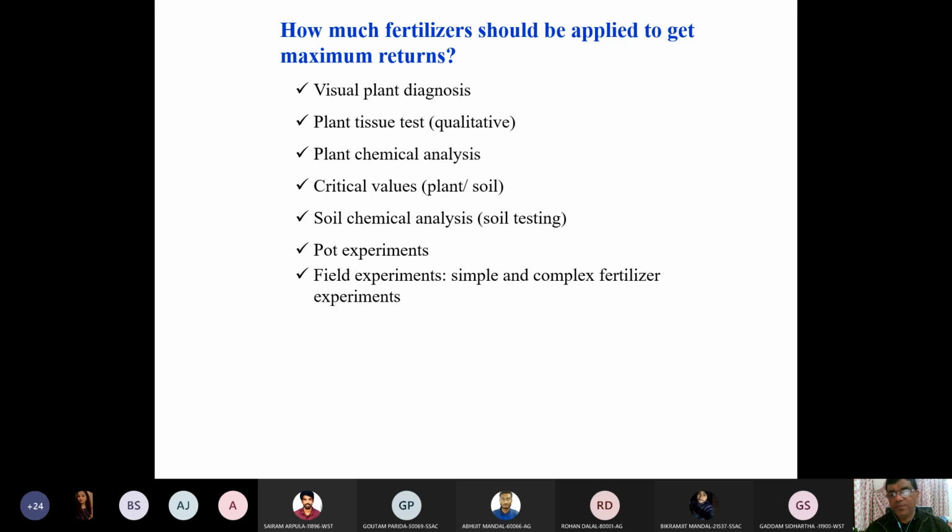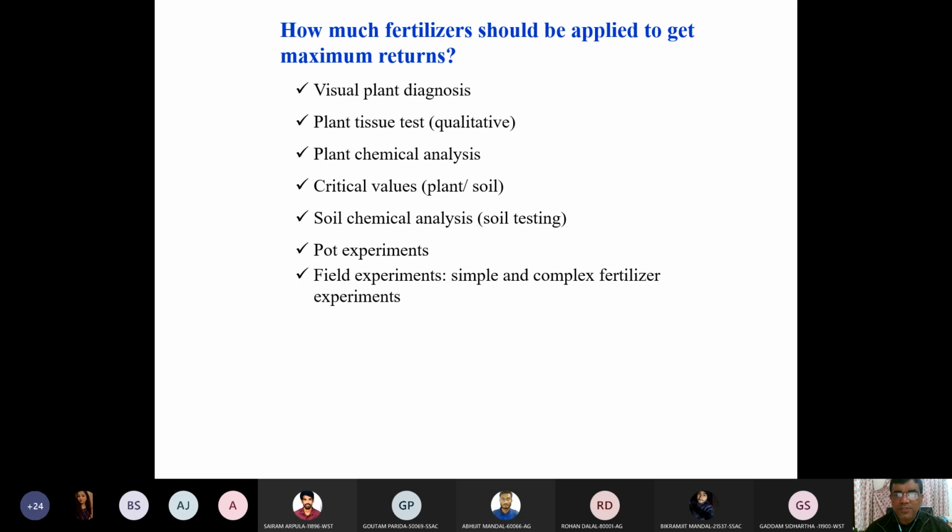Now, a question comes. First of all, if you want to supply nutrients through fertilizer, then what should be the level of nutrients? What should be the rate of application of fertilizer? So how can farmers decide the rate of application of fertilizer? The first option could be visual plant diagnosis.